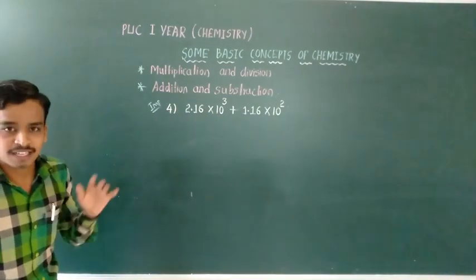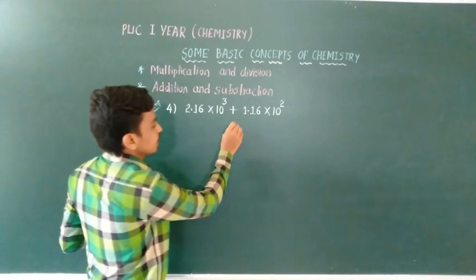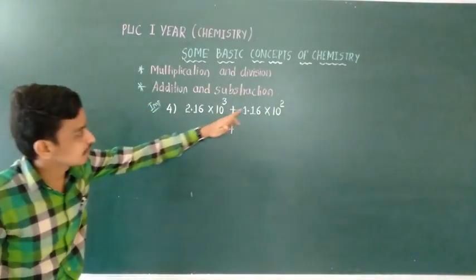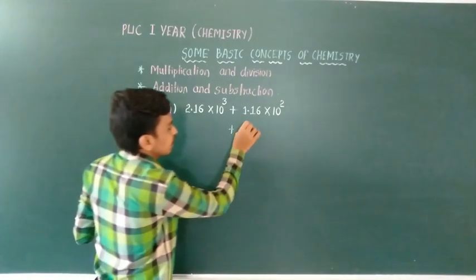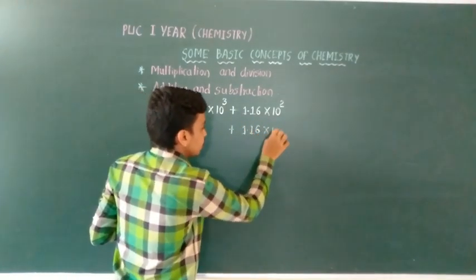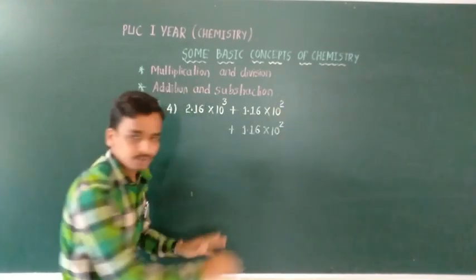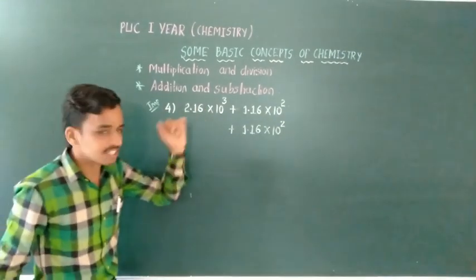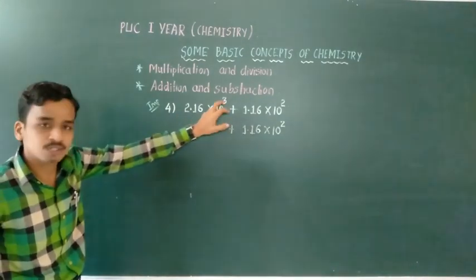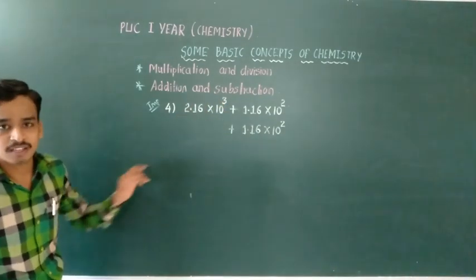Let us observe which method I will use. The second number I will write without any changes, as it is: 1.16 into 10 to the power of 2. But the first number is quite important. Here it is 2.16 into 10 raised to 3. This concept you already know.